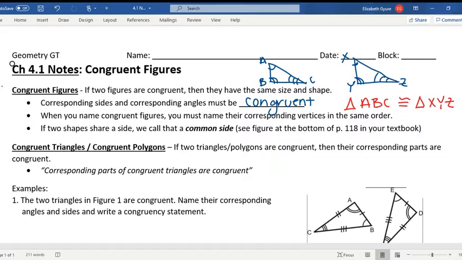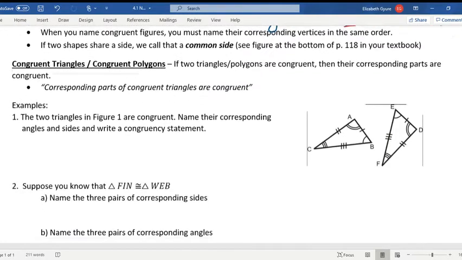Now we also have a definition for congruent triangles and congruent polygons. They're basically the same definition, so I just combined it. So this says if two triangles or polygons are congruent, then their corresponding parts are congruent. And there's a phrase that you'll hear often: corresponding parts of congruent triangles are congruent. Or if you're dealing with a polygon, corresponding parts of congruent polygons are congruent. So if you have two congruent shapes, their corresponding parts, or their matching parts, must be congruent.